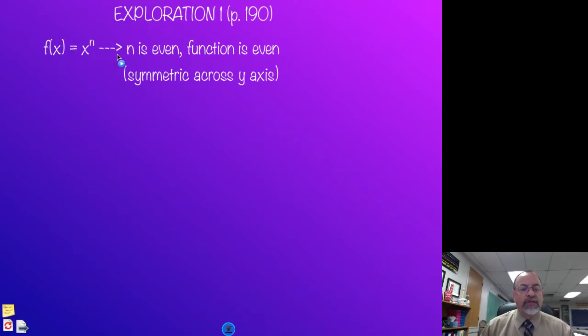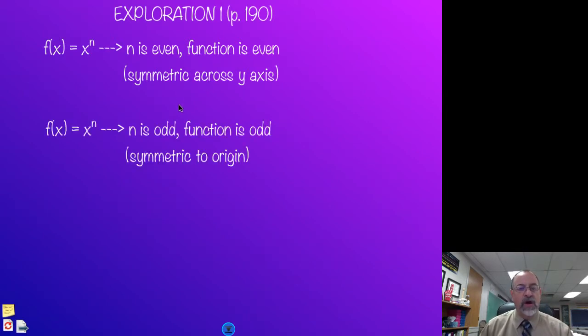But also one of the things I want to review is if n is even, remember, it's a reflection across the y-axis, or it's symmetrical to the y-axis. So if we know that we are looking at an even function, we know that what it looks like on the right side of the y-axis and what it looks like on the left side are going to be the same. If the function is odd, remember, it's symmetric to the origin. So you can imagine taking that graph and turning it 180 degrees around the origin, and then you're going to have the same looking graph.